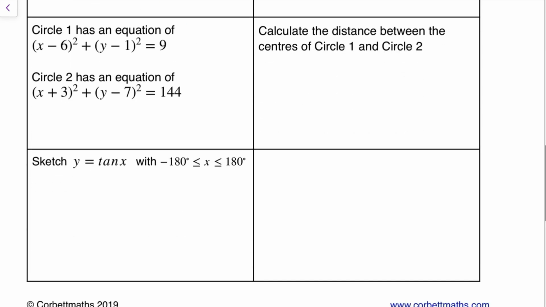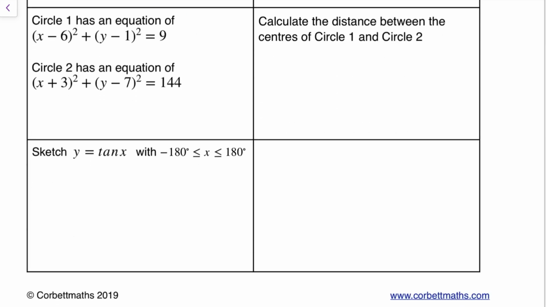Next question. Okay, so the next question has two circles. I'm going to do what I normally do. So the centre of this one is 6, 1. Call that centre 1. And the centre of this one, call this centre 2, is equal to minus 3, 7. The radius of this one is 3, and the radius of this one is 12. Then it says calculate the distance between the centres of the circles. So actually I just need the centres, don't I? So it's basically saying, what do I do to get from C1 to C2? Well, my x values go down by 9, and my y values go up by 6.